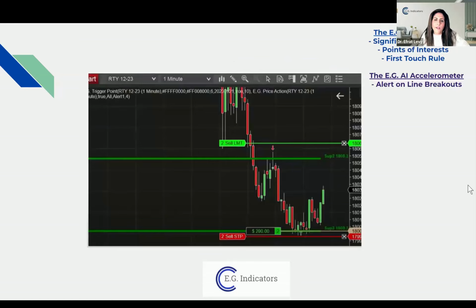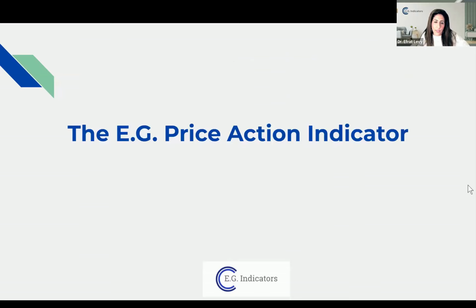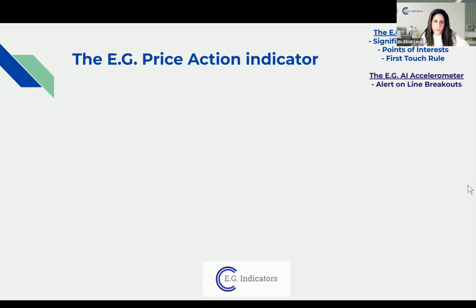Statistically, the market tends to bounce when it reaches these levels for the first time during the current trading day. However, they may be broken, and some traders prefer to wait for a price action indication as a final confirmation and to time their position entries, what we call in trading confluence. And for this, we developed the price action indicator.